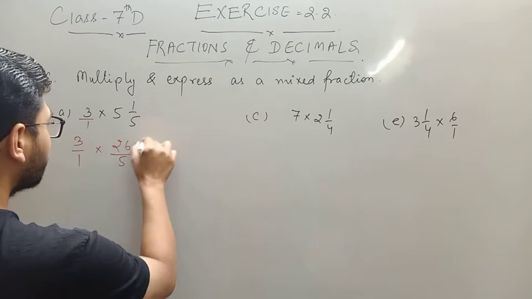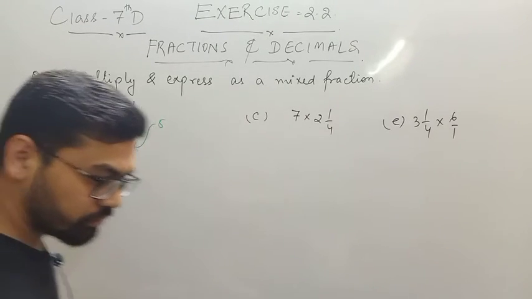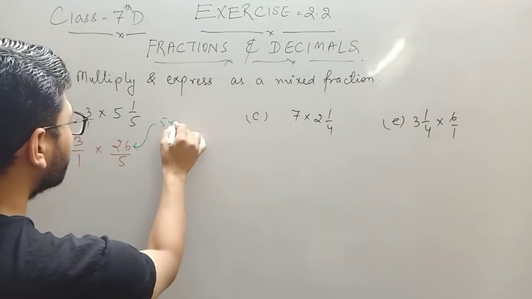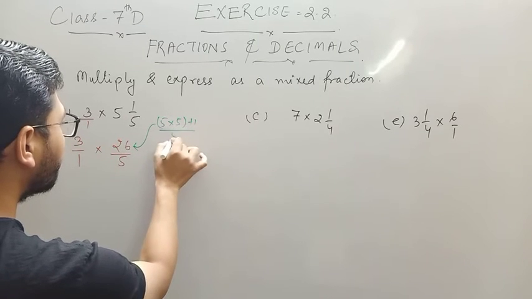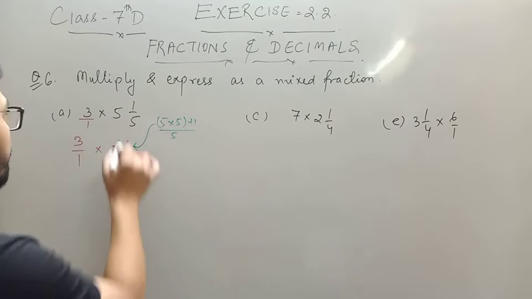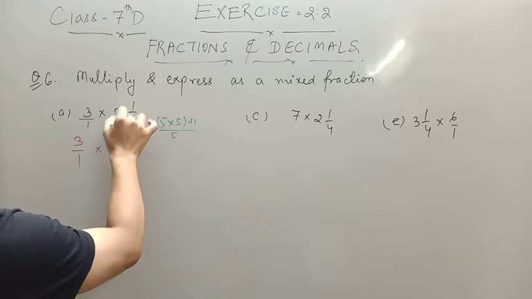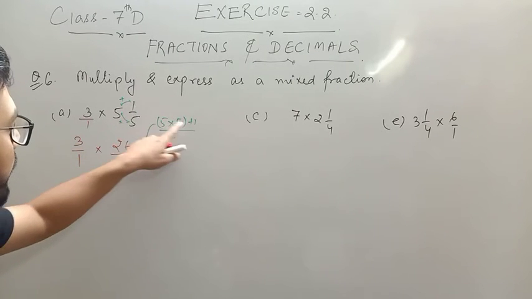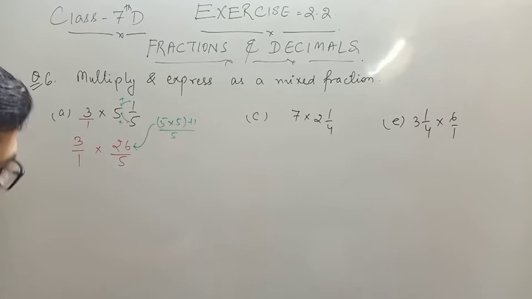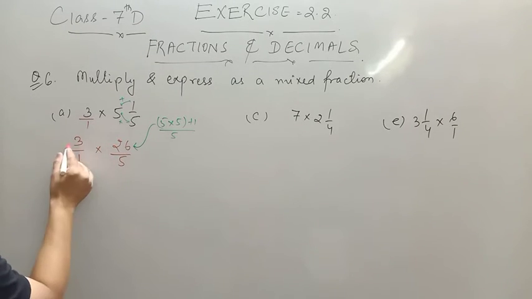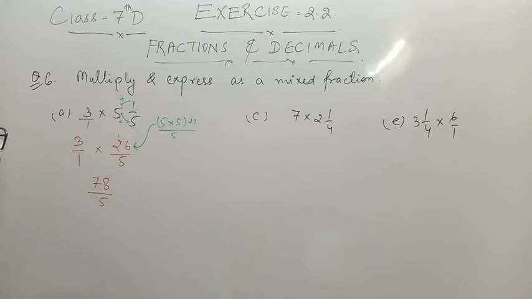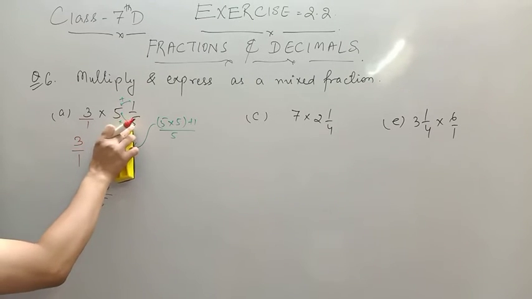What you did here is 5 into 5 plus 1 divided by 5. So 5 into 5, these two terms are multiplied and the product is added with 1. So 5 5s are 25 plus 1 by 5, so 26 upon 5. Now 3 6s are 18, 3 2s are 6 and 1 7 divided by 5. So the result is 78 upon 5.